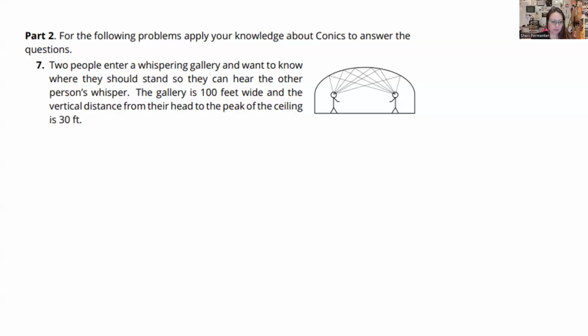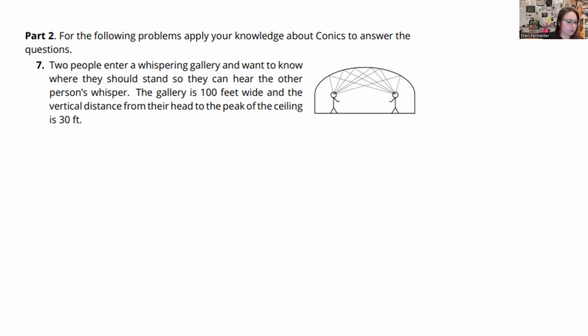Okie dokie. So we'll get started on question number 7. And this one, if we read the question, it says for the following problem, these are application problems. Question number 7 says 2 people enter a whispering gallery and want to know where to stand so that they can hear the other person whisper.